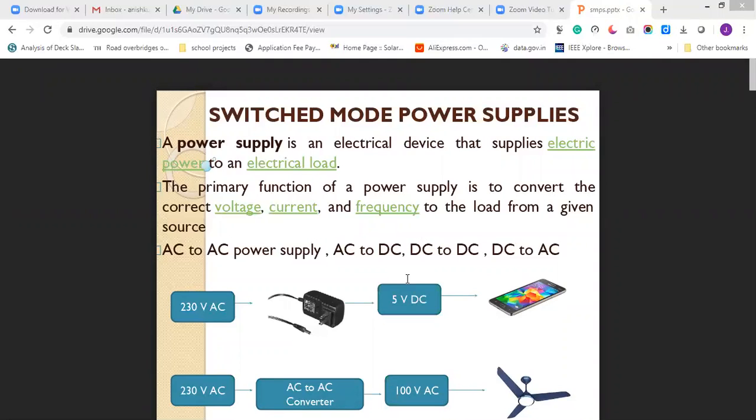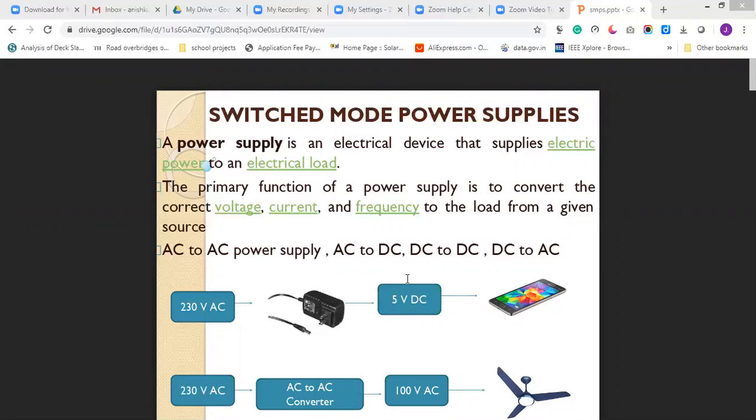Today I am going to explain about switch mode power supply. In part 1, I am going to explain about the introduction to switch mode power supply and two types of switch mode power supply, half bridge and full bridge. In part 2, I am going to explain about the other two types of power supply, push-pull SMPS and flyback SMPS. So now I am going to explain about switch mode power supply.